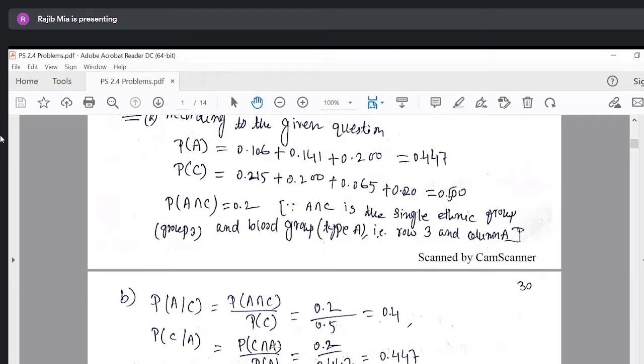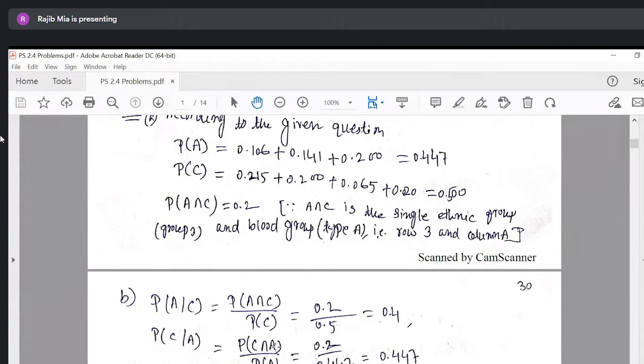And what does this indicate, probability of A given C? This is a conditional probability. Probability of A given C means C has already happened, then what is the probability of A? So this means that if it is given that the individual is from ethnic group 3, then what is the probability that his blood group is A? This is the meaning of probability of A given C.